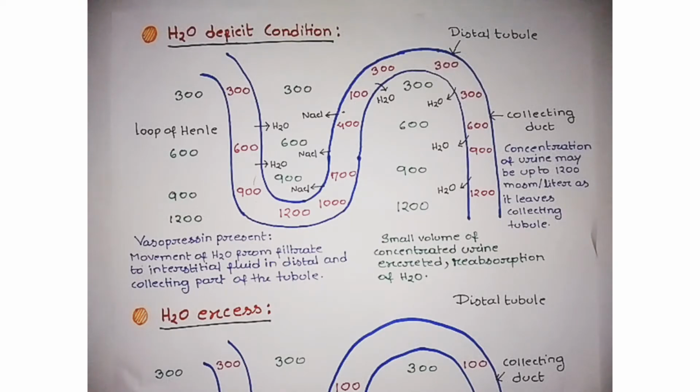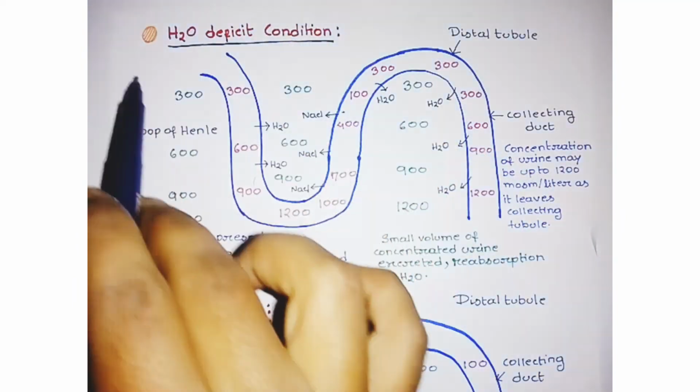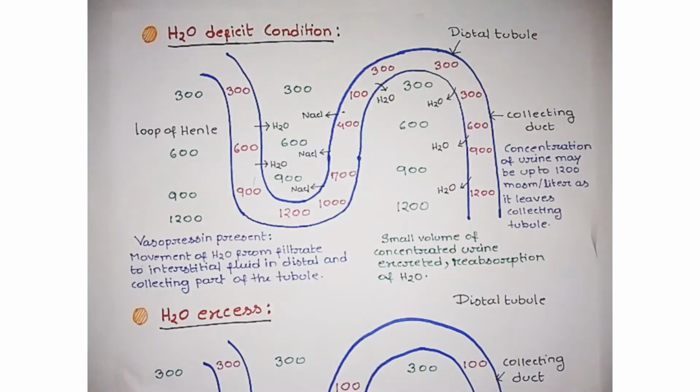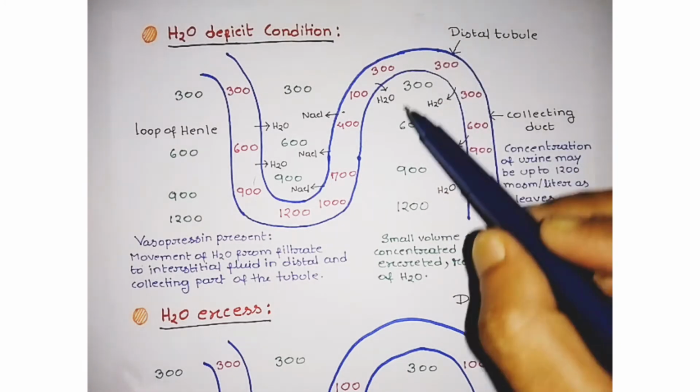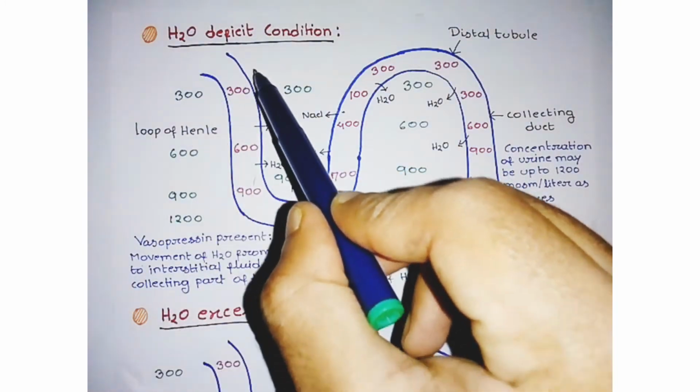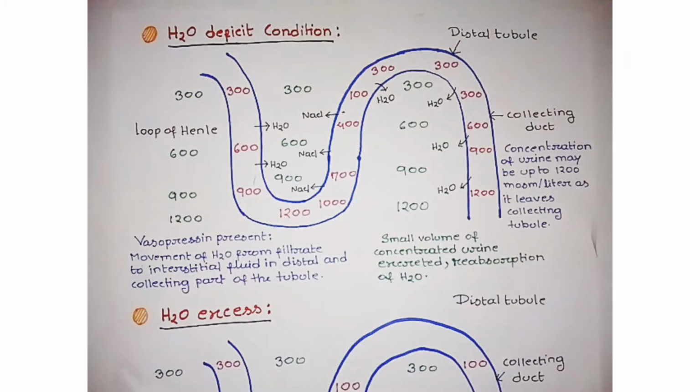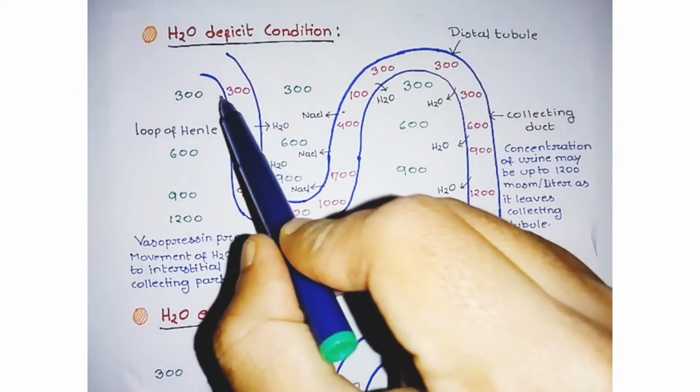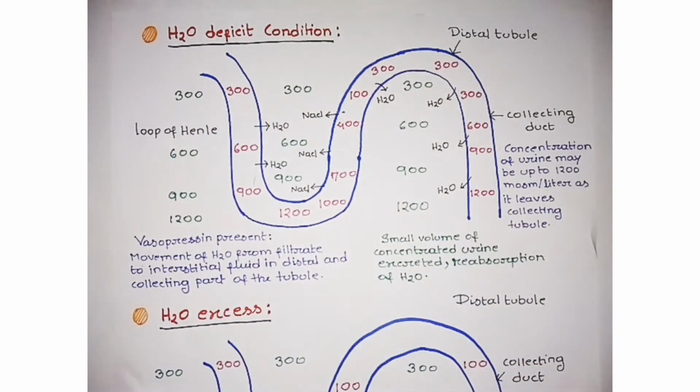So the first condition is the H2O deficit condition. In H2O deficit condition, our body wants to save the water. Our body wants to conserve the water. So in this scenario, vasopressin plays a very important role in the distal part of the tubule. The fluid comes from the proximal tubule and enters into the descending part of the loop of Henle.